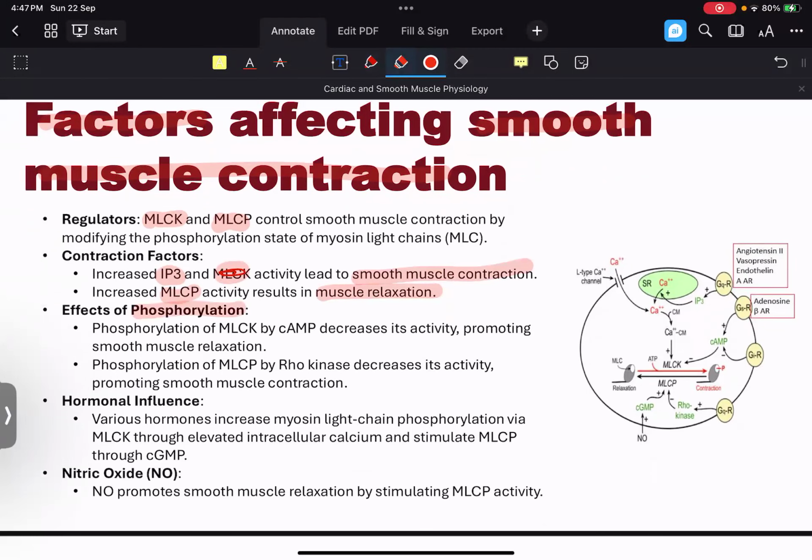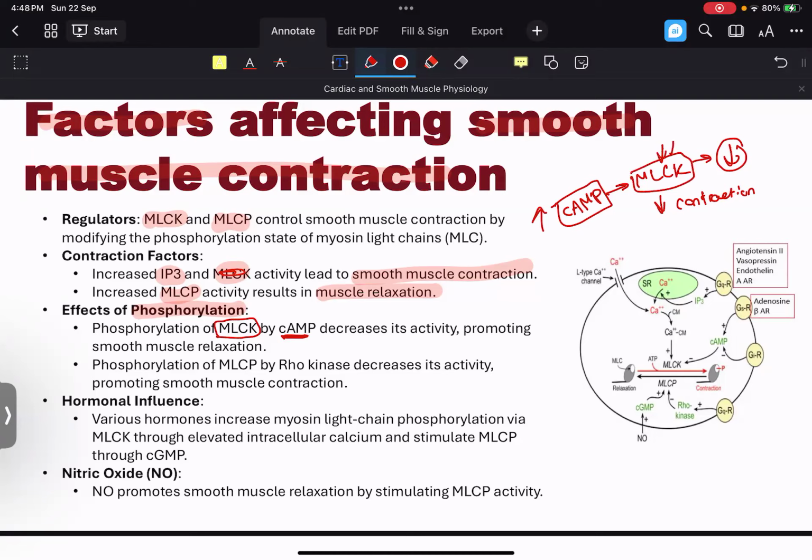What about phosphorylation? Phosphorylation acts in a bit of a weird way here, and he didn't go into the details of these two pathways, so just memorize them. Number one, when MLCK gets phosphorylated by cAMP, so just memorize the cAMP. If it's acting on MLCK, it's going to decrease its activity. And what does that mean? You will have decreased contraction. And I'm sure there's a very logical pathway behind this, but number one, you do not have the time for that. Number two, he did not go into those details. So just memorize it. cAMP, if it increases, then it's going to decrease the activity of MLCK, which means decreased contraction and more smooth muscle relaxation.